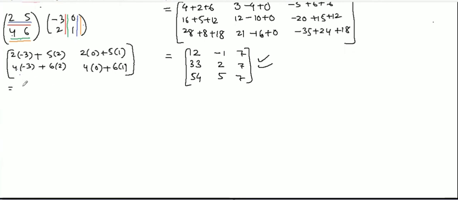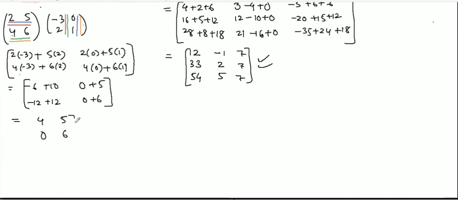So just multiply it out. Here it will be minus 6 plus 10, and then here minus 12 plus 12, and then here it will be 0 plus 5, and here it will be 0 plus 6. We will get minus 6 plus 10, here it will be 4, 0, and then 5 and 6. This way we will multiply. This is how to multiply a 2 by 2 matrix.